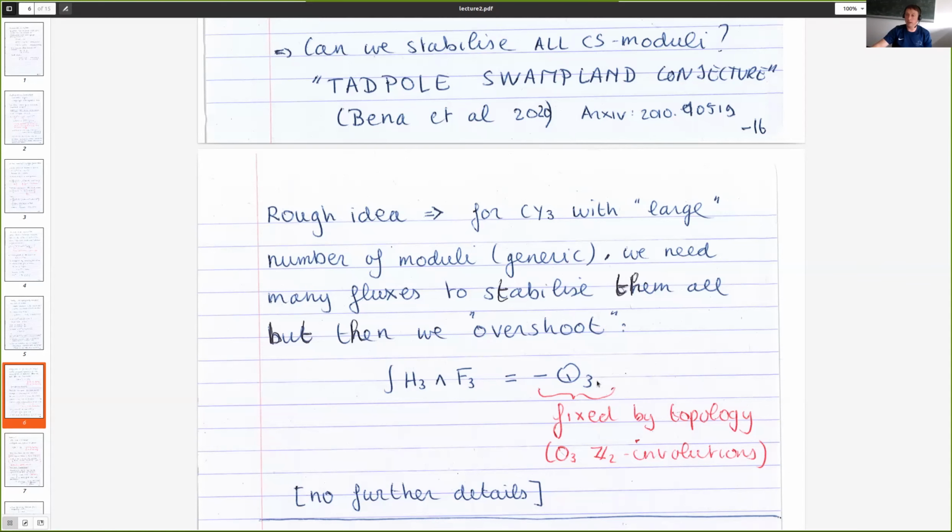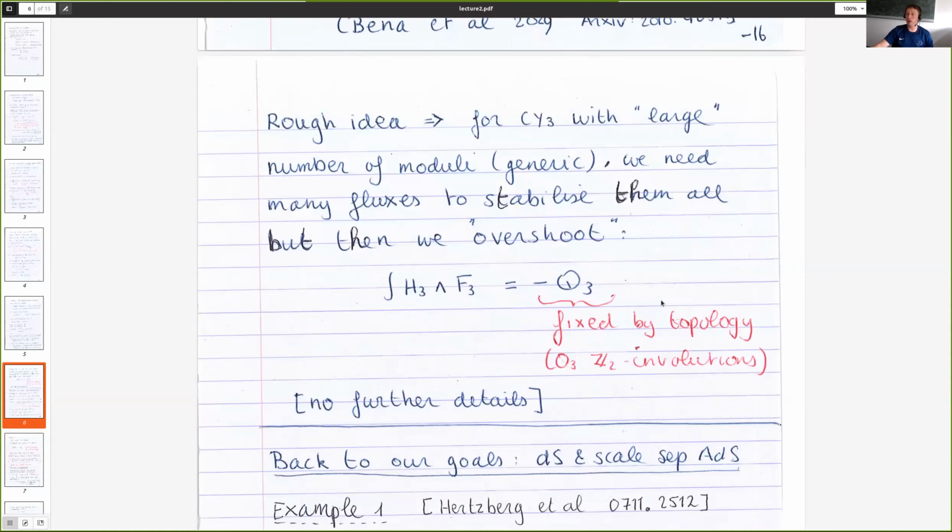But I told you in the beginning, remember, the number of orientifolds is not something you choose. It is fixed by the topology. And that is a problem pointed out by the group in Sackler in 2020 already. Okay. This is state-of-the-art swampland material. Good.